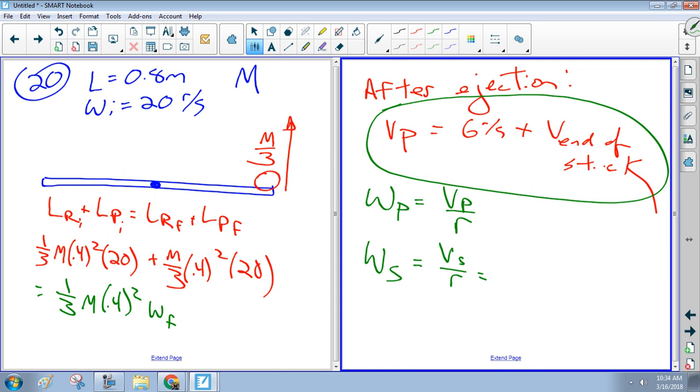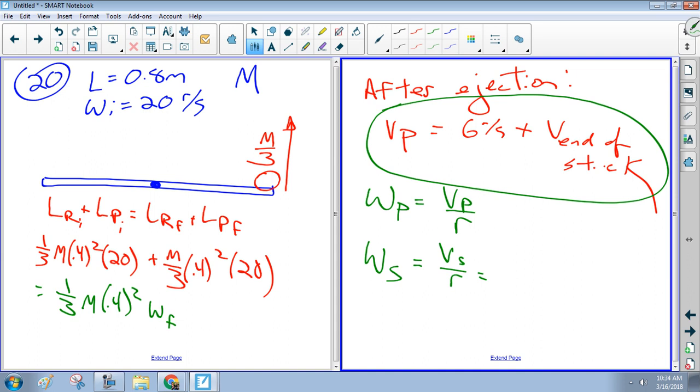Why am I dumb? What did I just do? Omega P should be V S plus over R. No, but I want to write it in terms of omega. Yeah, my brain just totally paused here. What do I want to do?